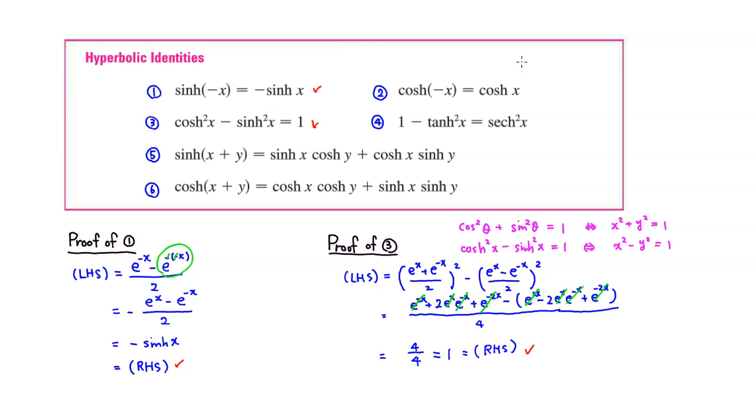All the other ones can be verified using the definition and just basically working it out. I'm not going to go through all of them because it's kind of boring, but you can easily prove the rest of the identities as well. All right, that's it. I hope that this was clear.